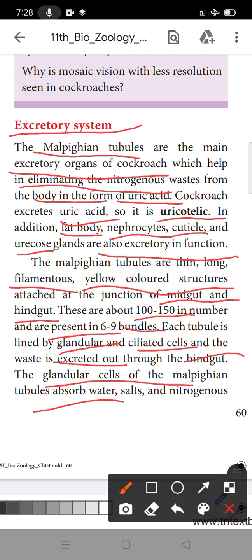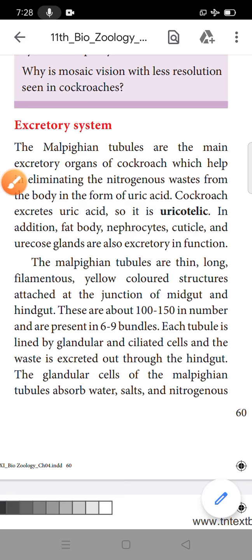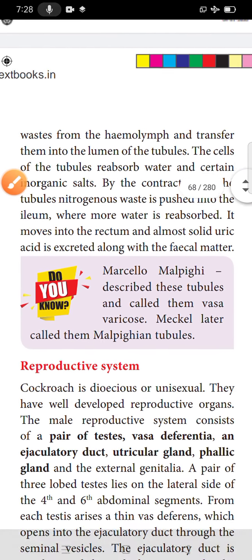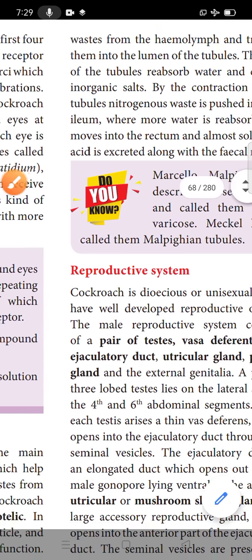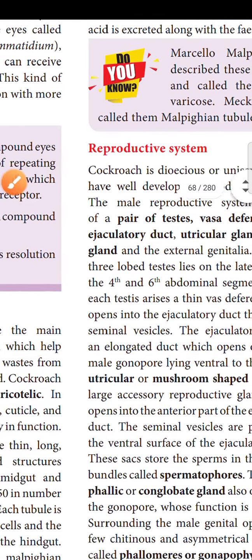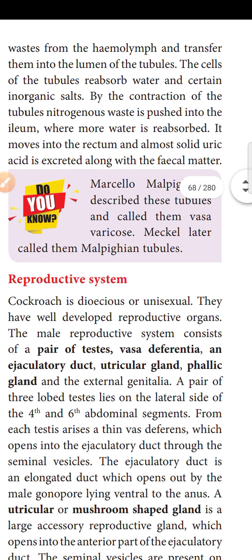The glandular cells absorb the water, salt and nitrogenous wastes from the hemolymph and transfer them into the lumen of the tubules. The cells of the tubules reabsorb water and certain inorganic salt.